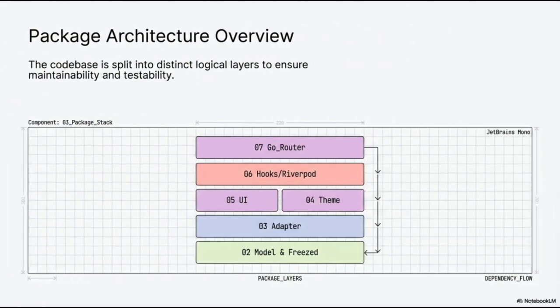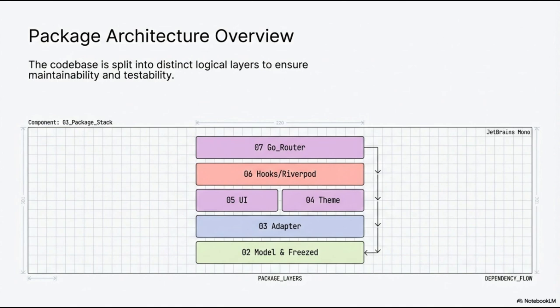Our package architecture is designed to optimize maintainability and testability by dividing the codebase into clearly defined logical layers. This structure follows a strict dependency flow, where each layer primarily interacts with the components situated below it. Starting from the top of the stack, we utilize Go Router to manage navigation and routing. This sits above our state management layer, which leverages hooks and Riverpod to handle application logic and data binding. The presentation tier is split between UI components and a centralized theme package to ensure visual consistency across the application.